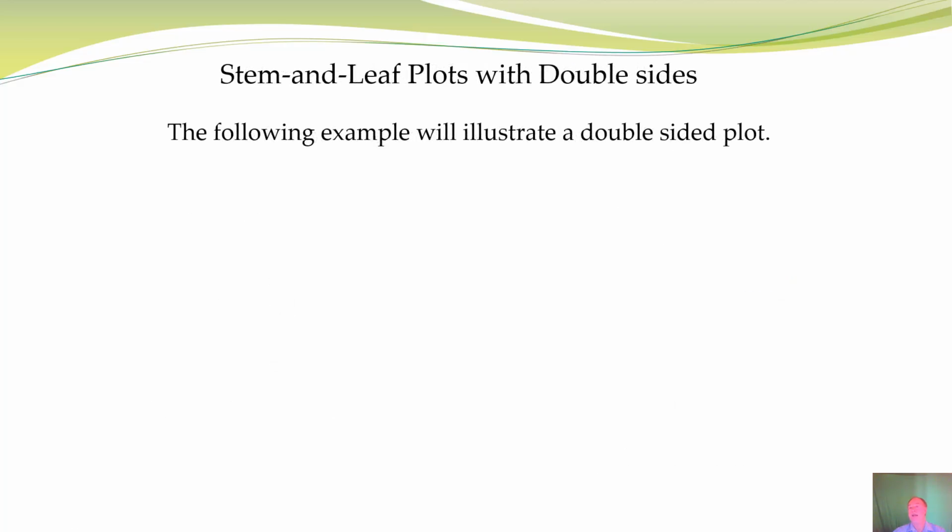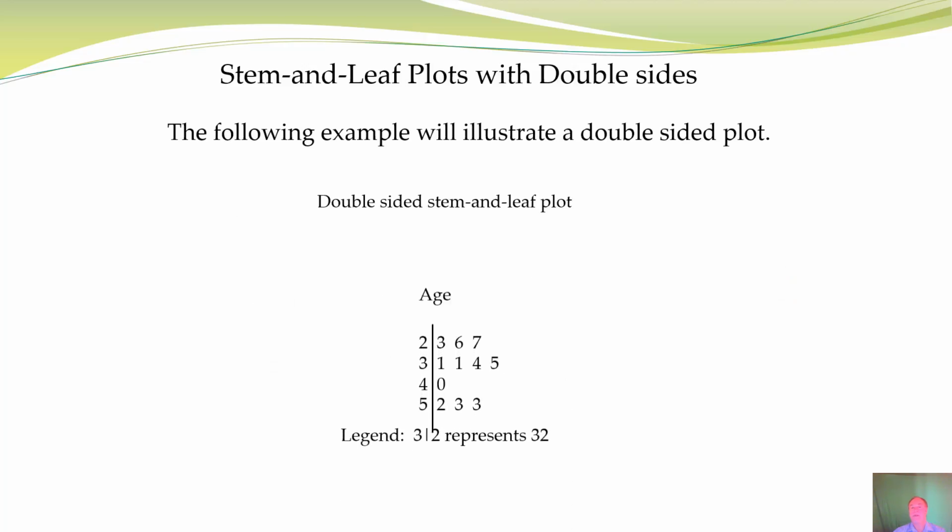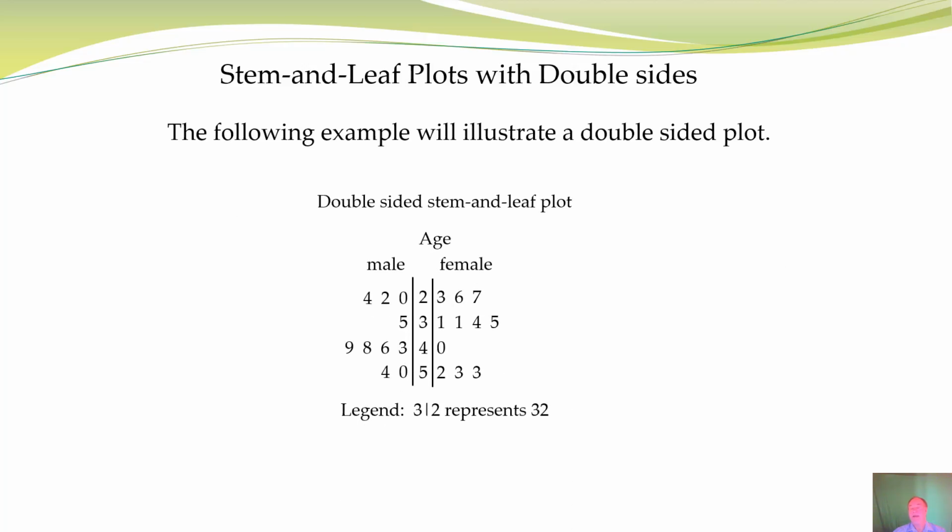Now, we could have double-sided plots. Okay, for example, we could have an age plot for males and females. Down the center, the 2, 3, 4, 5 would be the stem. The leaves for females would be on the right, the leaves for males would be on the left. The legend stays the same.